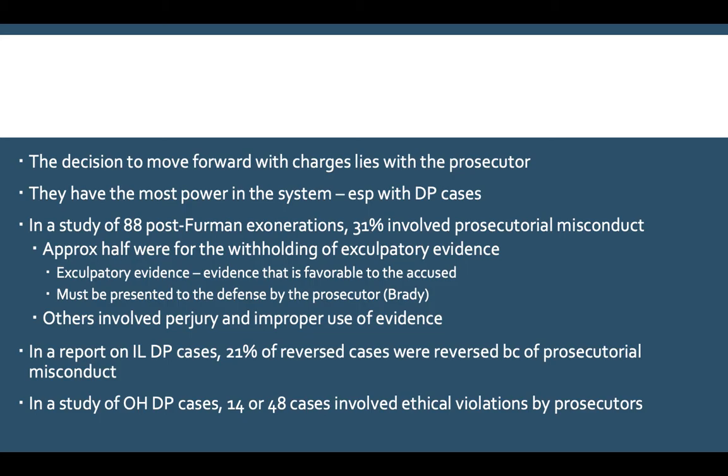So that's evidence that's favorable to the accused that might exclude them as a suspect. Now, under Brady v. Maryland, this is supposed to be presented to the defense by the prosecutor. Other cases involve perjury and improper use of evidence. Now, in a report on Illinois death penalty cases, 21% of reversed cases were reversed because of prosecutorial misconduct. And in Ohio cases, 14%, or 48 cases, involved ethical violations by prosecutors.